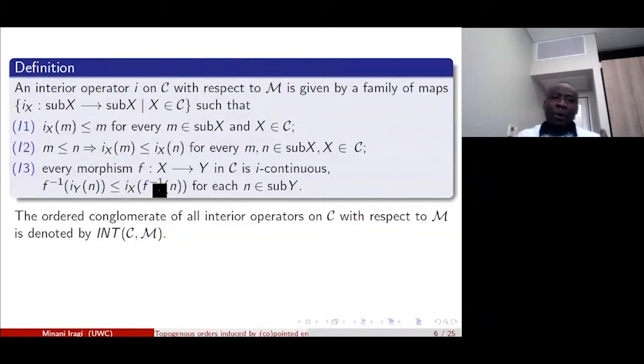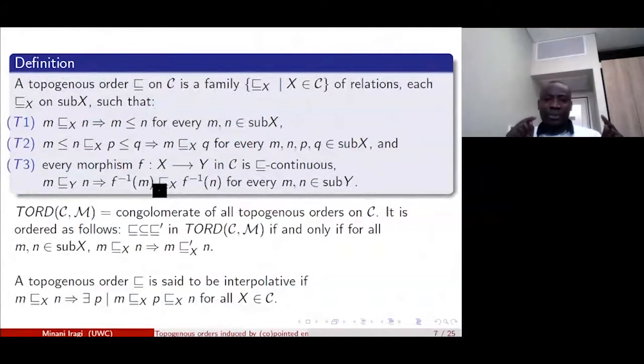In a similar way to the closure operator, the interior operator of C is also a family of maps, but this time not expansive but contractive, monotone, and also satisfying the continuity condition. Now, our subject to study today is topogenous structures.